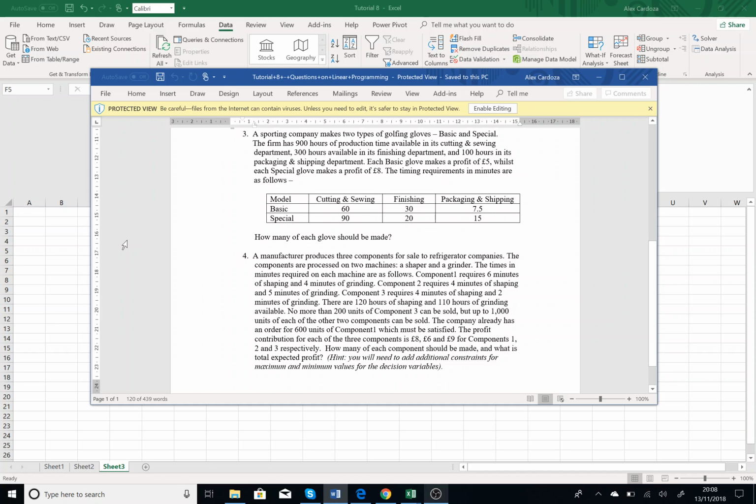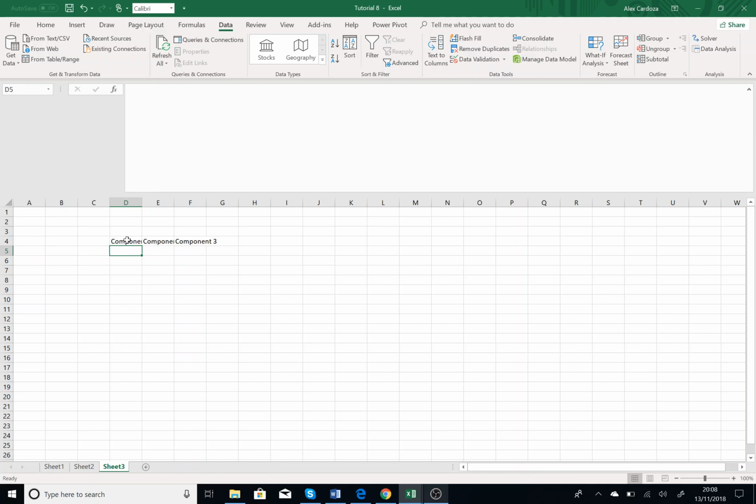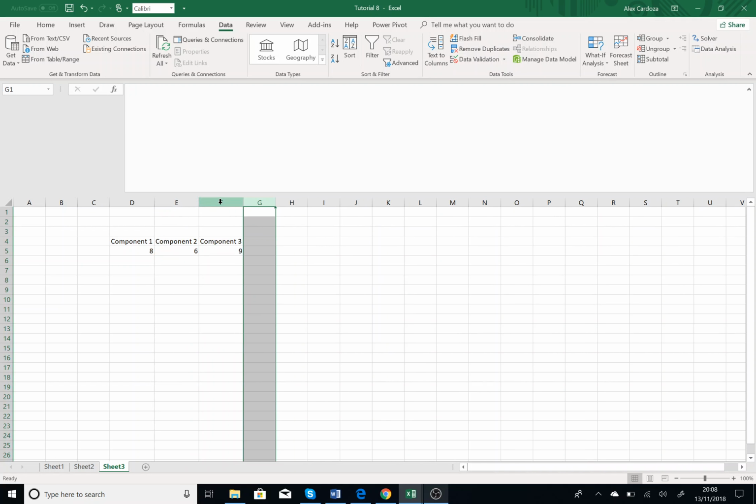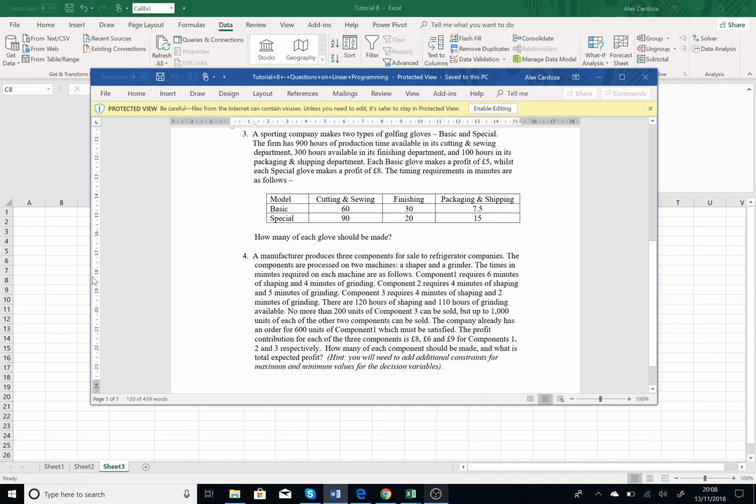Component 1 requires 6 minutes of shaping and grinding. I don't care about this, because I just want to find out how much they make. The profit contribution for each of the 3 components is 8, 6, and 9.